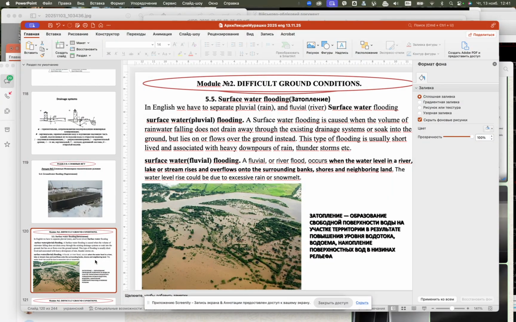So the next difficult ground condition which we will consider today is surface water flooding. The previous one was flooding caused by underground waters, but the next is called surface water flooding, and it can be divided into two types. First is pluvial, which is caused by rains, and another is fluvial, which is caused, for example, by a river which goes beyond its banks.